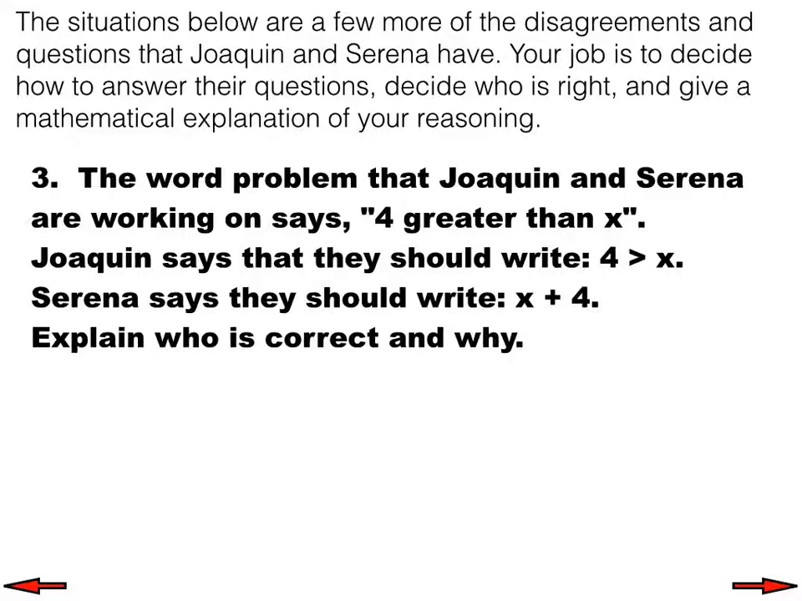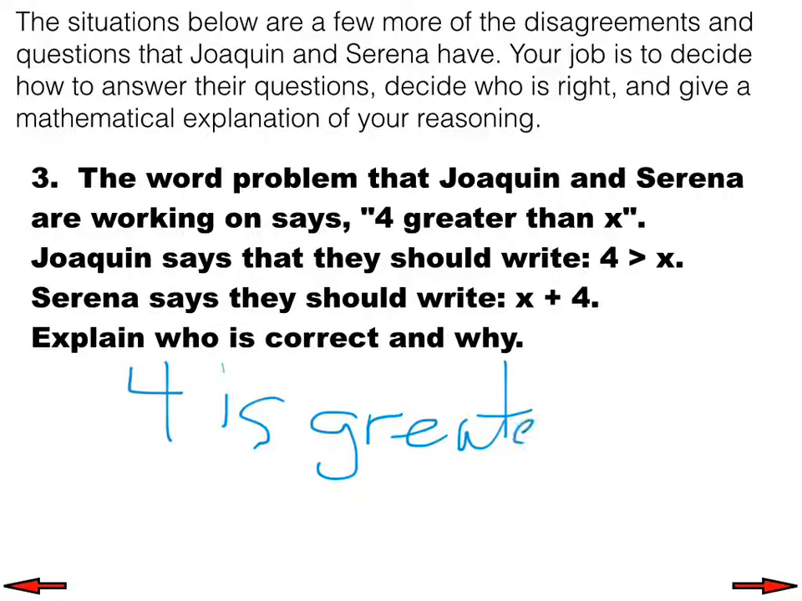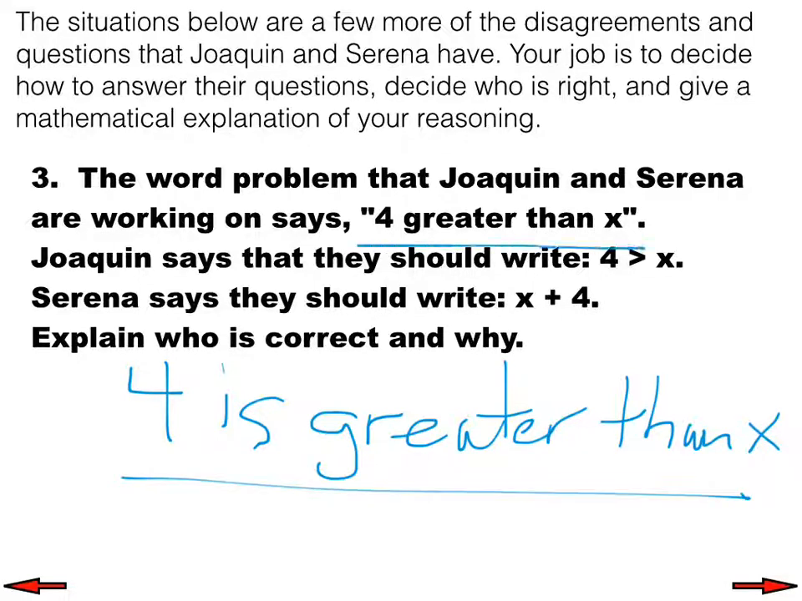There's 2 different things going on here, okay? If we have 2 ways of changing this up. If I said 4 is greater than x, that means one thing. This means one thing, this means something totally different. So the question is, which one means x plus 4, and which one means 4 is greater than x?